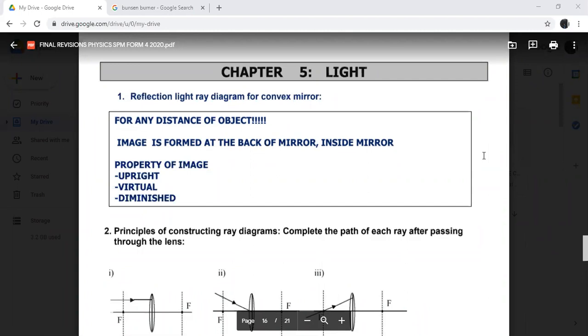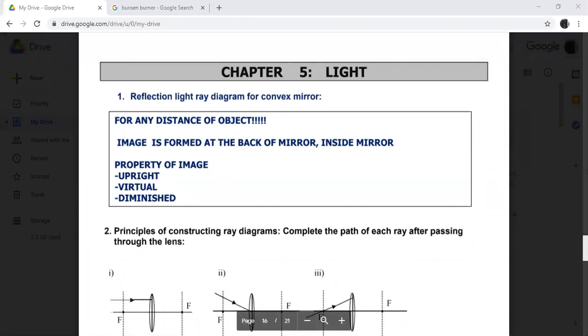Now, the reflection of light: ray diagram for a convex mirror. When you have a convex mirror, remember that for any object distance, the image is formed at the back of the mirror, or inside the mirror. Properties of the image: virtual, upright, diminished.